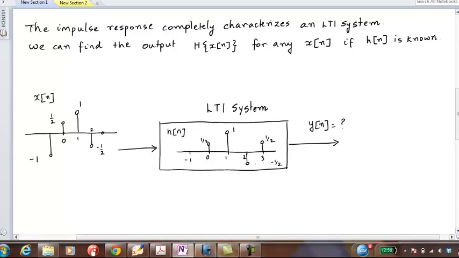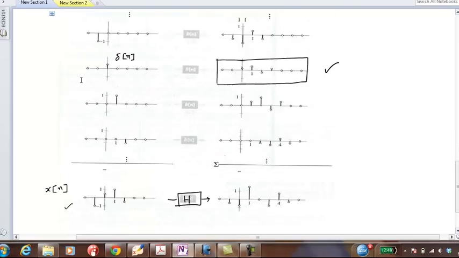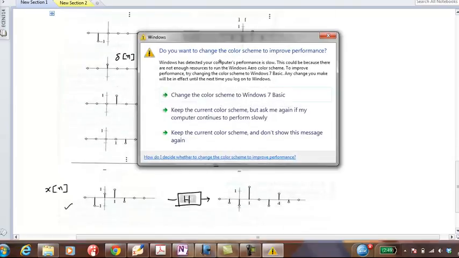Okay, so the key idea here is to think of the input as the sum of delayed impulse functions which are all weighted by different values. And then use the linearity and time invariance to compute y of n. Well, let me explain what I mean by that with this figure here.